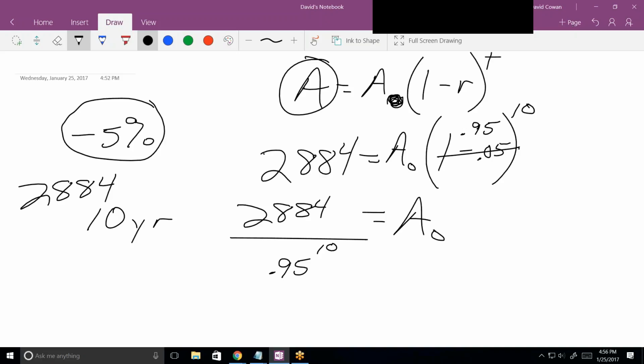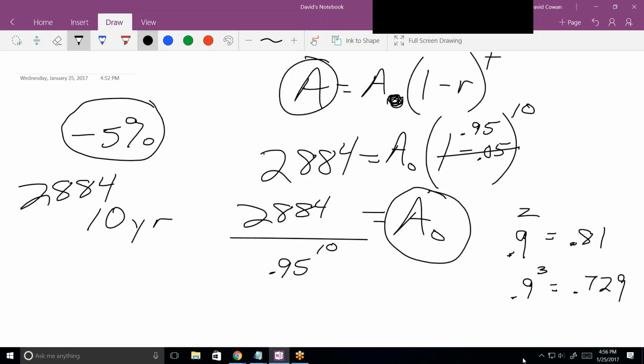Now when you take 0.95 to the 10th power, it keeps getting smaller. Let's talk about that. If I take 0.9 squared, it's 0.81. It got smaller, right? If I take 0.9 cubed, it's 0.729, smaller again. Well, when I take 0.95 to the 10th power, it gets really small. I don't have my calculator to do that, but it's going to make the original amount be bigger than the ending amount, which we would certainly expect, right?